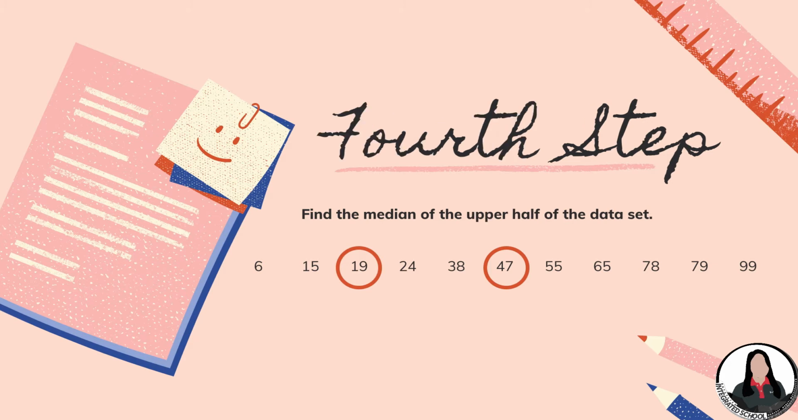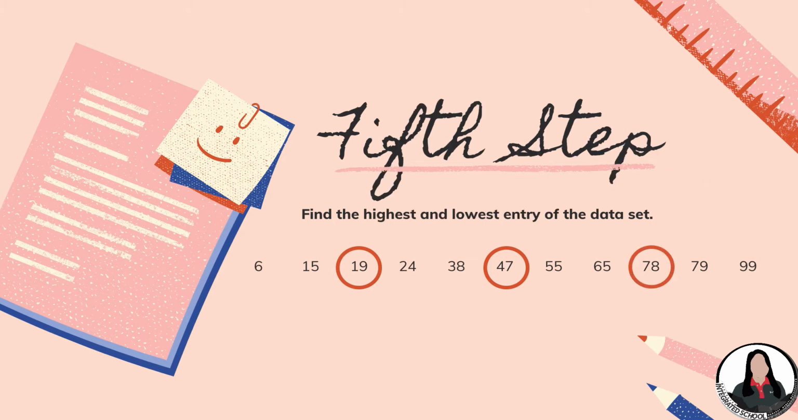So the fourth step is to find the median of the upper half of the dataset. From 55 to 99, the middlemost score is 78. The next step is to find the highest and the lowest entry of the dataset. Since we have arranged the dataset in ascending order, we can easily find the lowest and the highest score. Our highest score is 99 and the lowest score is 6.